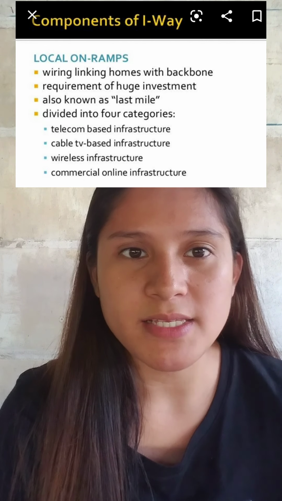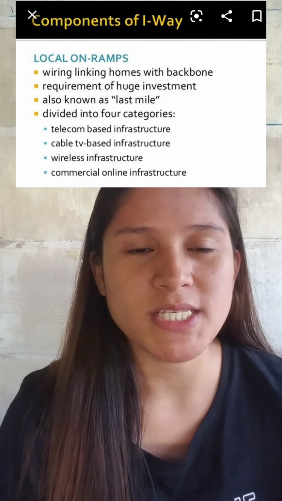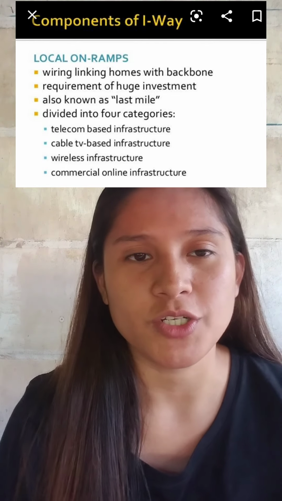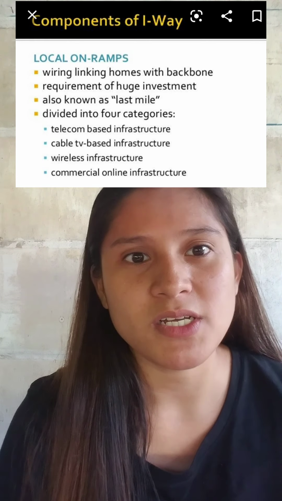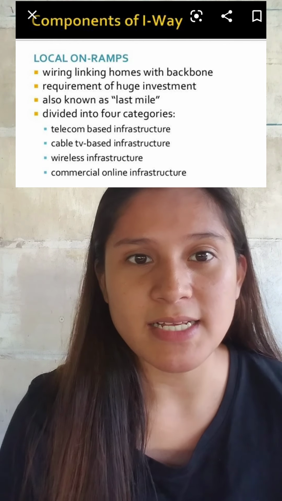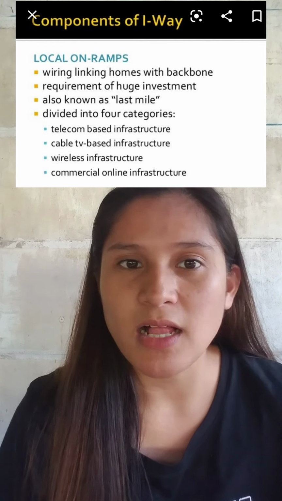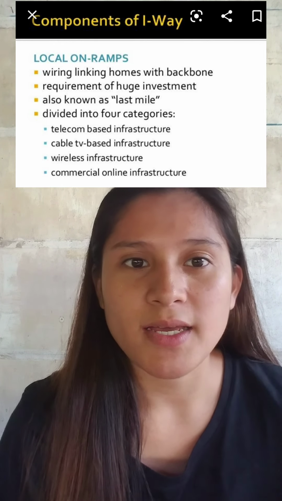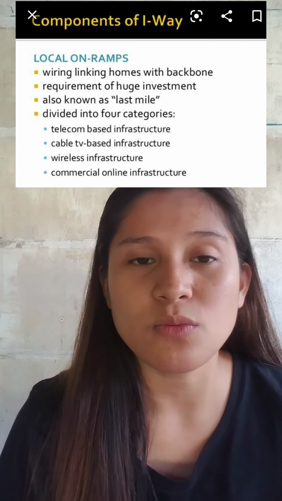Next is the local on-ramps, also known as the last mile. This access road or media will help you to transmit your data and information. What happens is that the access providers may be differentiated into different categories, and based on those access providers, you can access different things such as telephone-based infrastructure, cable TV-based infrastructure, wireless infrastructure, and commercial online infrastructure.